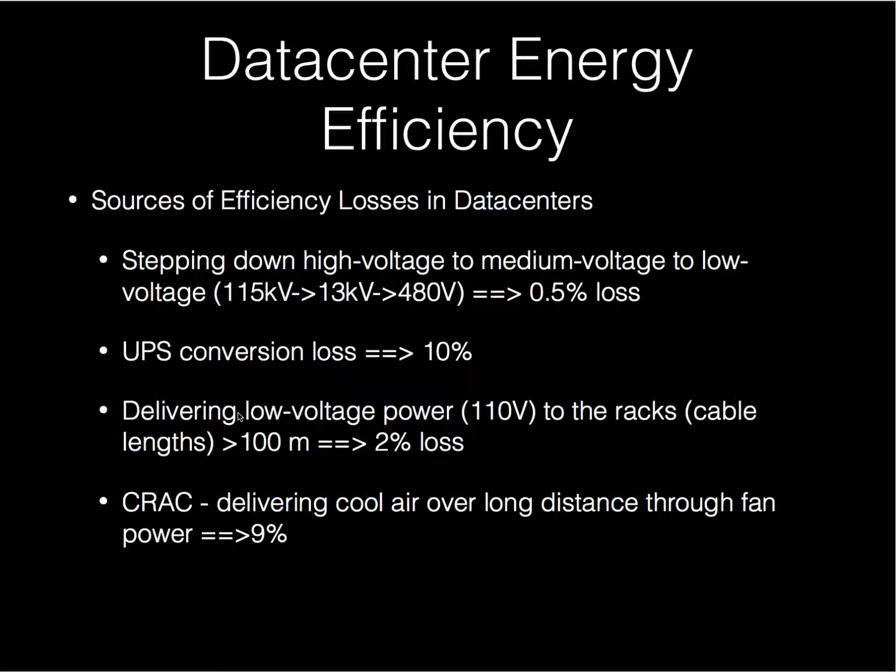And this is just an example. The UPS conversion loss is 10% because you have a DC and AC conversion. Delivering low voltage power of 110 to the racks, with cable lengths greater than 100 meters, is another 2% loss. The CRAC delivering cool air over a long distance through fan power is 9%. So you get the idea of what the areas of improvement are that are required in order to have an efficient data center operation.